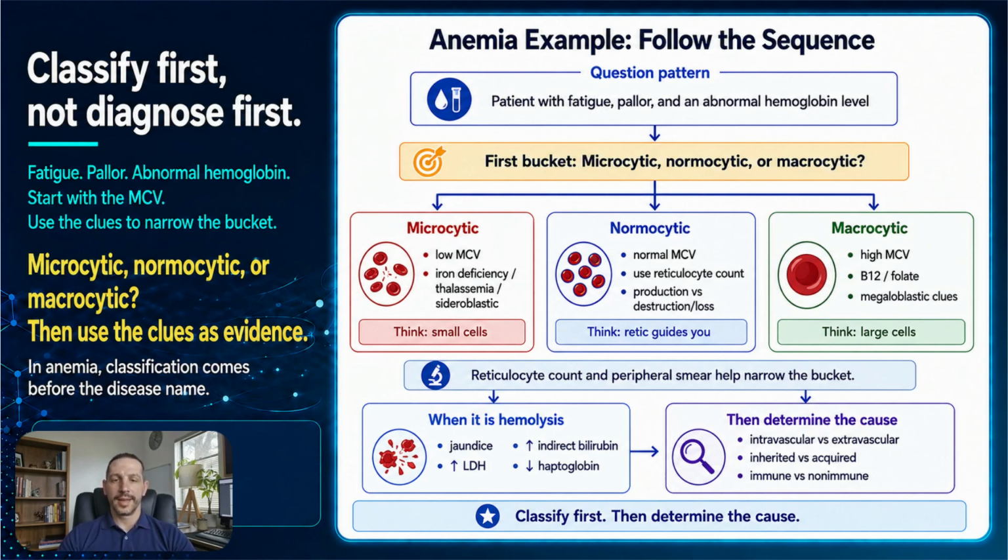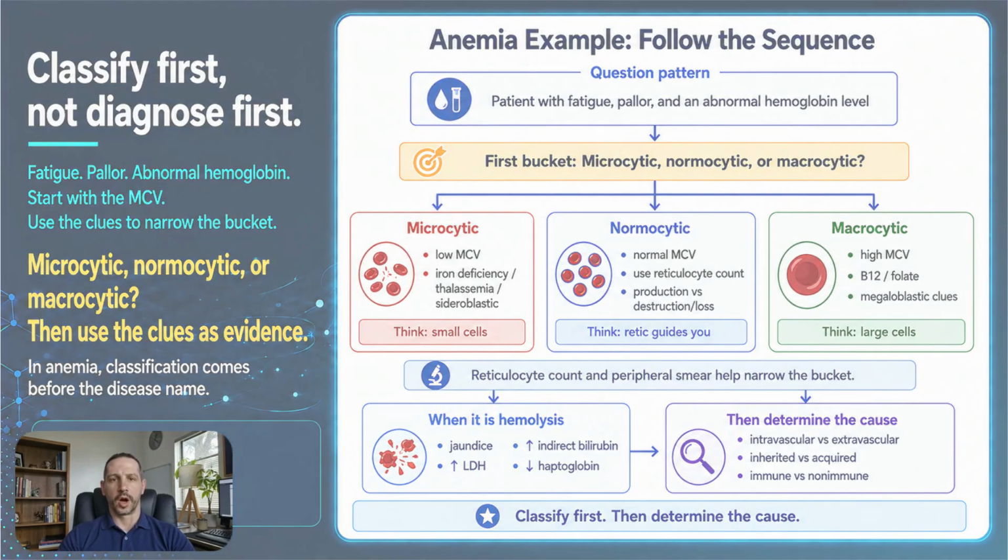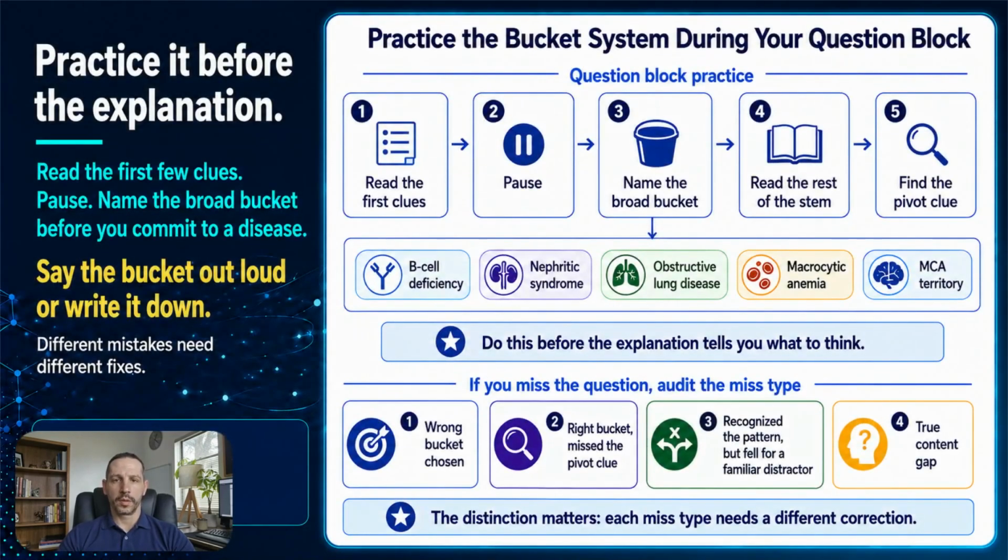If there is jaundice, elevated LDH, increased indirect bilirubin, and low haptoglobin, the question is moving into the hemolysis bucket. Now you can ask whether the hemolysis is intravascular or extravascular, inherited or acquired, immune or non-immune. But you do not need to process every anemia diagnosis simultaneously. You classify first, then determine the cause. The bucket system only works when you force yourself to use it before seeing where the explanation takes you.